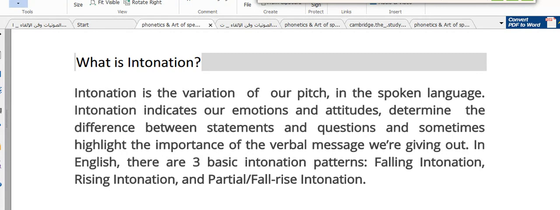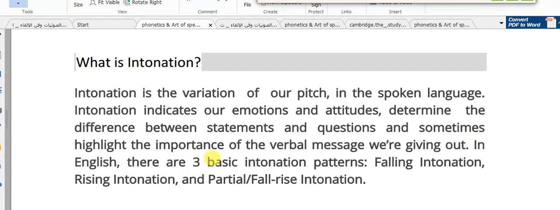لكن ممكن تاخد different pronunciation او different intonation. Different intonation ده بقى بنقول ده in the spoken language طبعا. Intonation indicates our emotions طبعا بيعبر عن عواطفنا او احساسنا, attitudes انطباعاتنا, كمان determine the difference between statements and questions الجمل اللي احنا بنقول فيها information يعني تقرير او questions احنا بنسأل عن حاجة, and sometimes highlight the importance of the verbal message we are giving out بيعمل زي تأكيد على المعنى اللي احنا بنحاول نوصله او الرسالة اللي بنحاول نوصلها سواء كان في الخبر او في الجمل اللي احنا بنقولها.